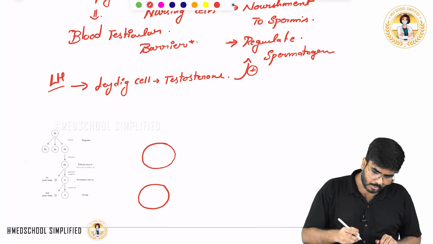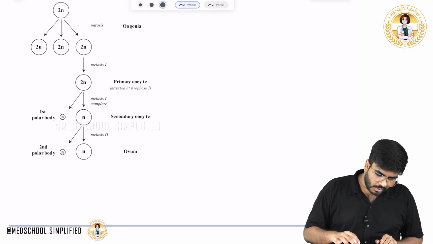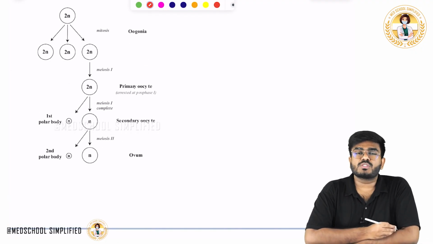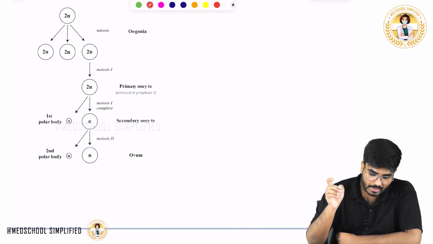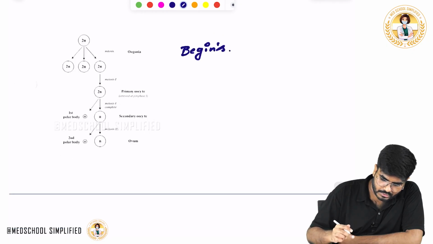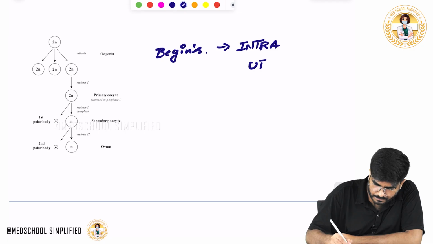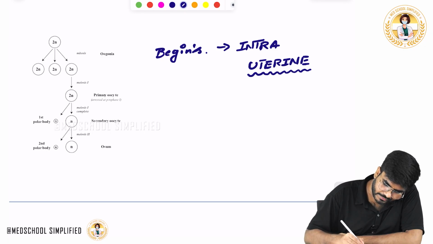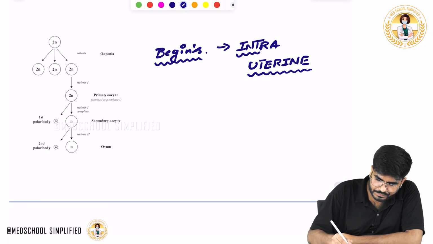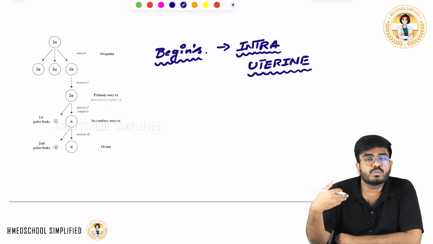Next, let's discuss the process of oogenesis. See, what is different between spermatogenesis and oogenesis is that spermatogenesis begins at puberty, but oogenesis begins during intrauterine life. So, in a female, when she is at the stage of a fetus, she has ovaries, and in those ovaries oogenesis has already begun.